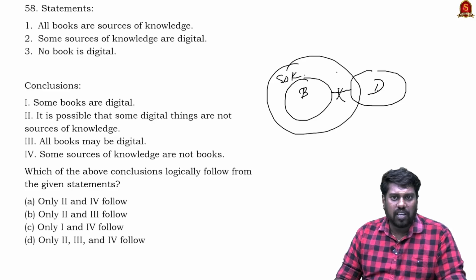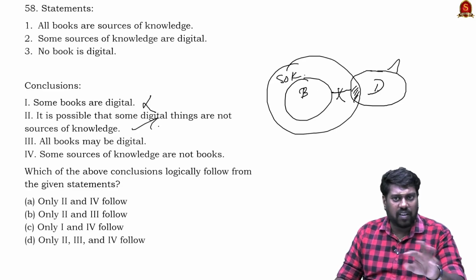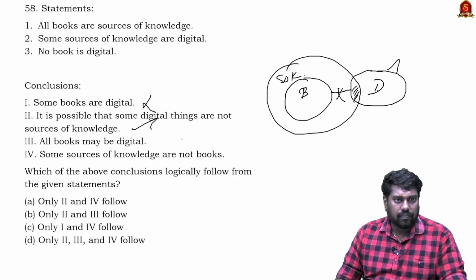Now see here, some books are digital, yes or no? No, there is no relationship between books and digital itself. So we cannot say that this statement is true, because no books are digital is the third statement which is given to you, so that conclusion cannot come. It is possible that some digital things are not source of knowledge. Yes, see here, there is a some relationship between source of knowledge and digital. So there is a possibility that one part of digital is not a source of knowledge, that is also a possibility only, not a confirmed statement. So that will be true. All books may be digital? Now we said that there is no relationship between books and digital at all, so this will not be true.